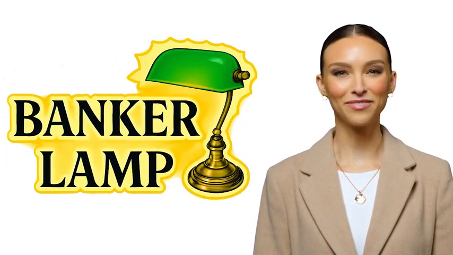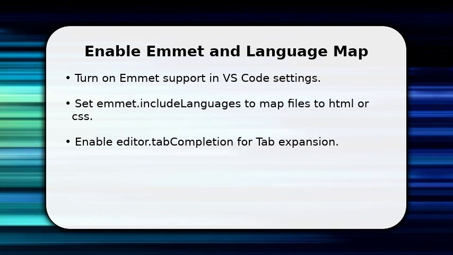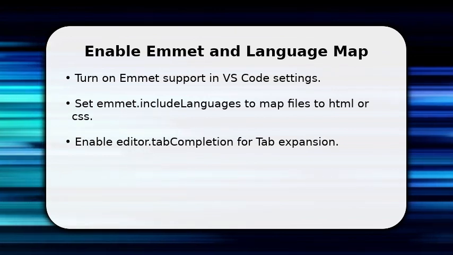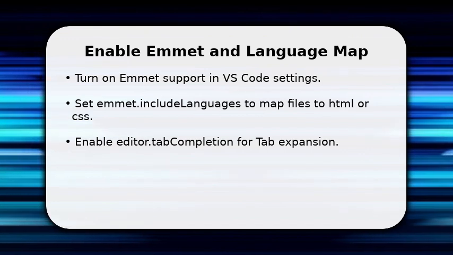Please enjoy the video. You start by enabling Emmet and mapping the right languages so abbreviations actually trigger. Open Settings and search Emmet, switch on Emmet features, then add Emmet.Include languages entries like JavaScript, JavaScript React, or PHP, HTML. Once done, make sure Editor.Tab completion is set to on so the tab key expands abbreviations. You do this because Emmet only expands where VS Code recognizes the language. Mapping ensures the engine runs in non-standard file types.